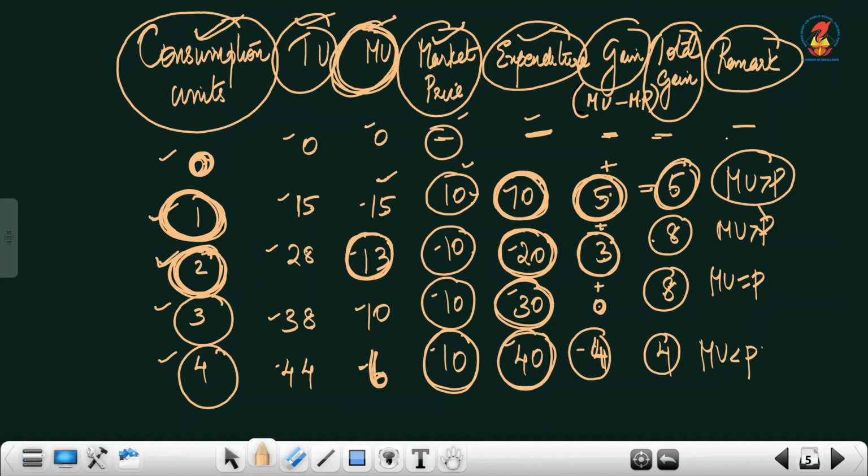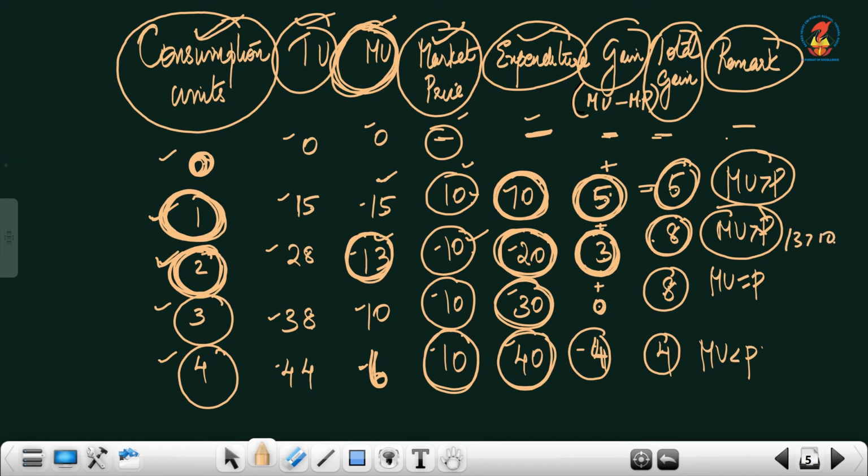So for the second chapati, his marginal utility is 13, his expenditure is 20. Okay, 10 into 2 is 20. His gain is 3. That means the first gain is 5. After having the second chapati, his gain is 3. Hunger is somewhat suppressed. And the total gain is 5 plus 3, equal to 8. Here also you can find marginal utility is greater than P. Marginal utility is 13, price is 10. Definitely 13 is greater than 10.